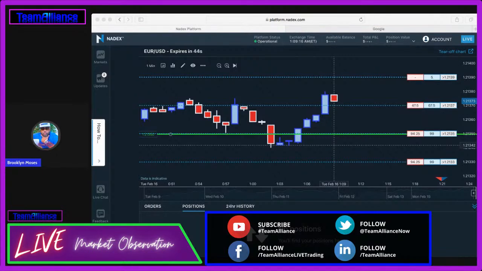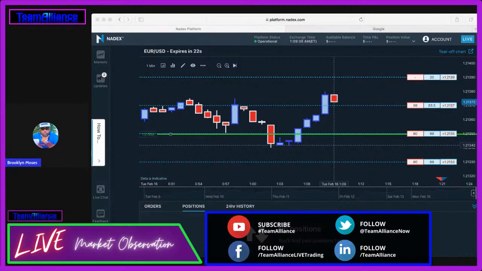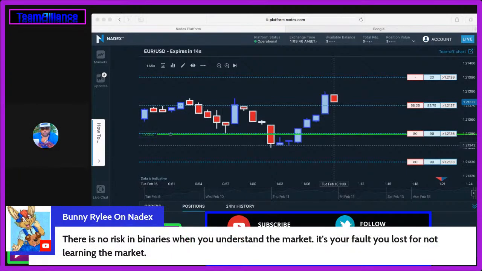Come on, man. Chris, we all came here because we want the bag, but in the end, we developed the skill to enforce stability in our lives. You came to enter in the market, but in the end, the market will end up in you. Oh, that's hard. That's hard. There's no risk in binaries when you understand the market. He said it's your fault that you lost for not learning the market. Come on now. Come on, man.